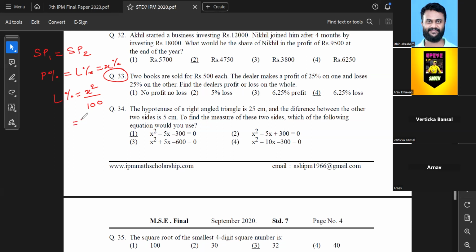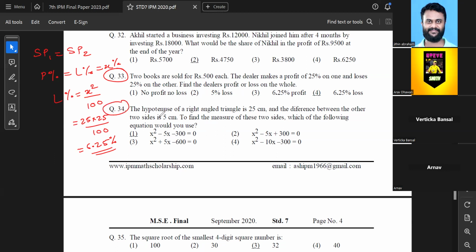In this case, it will be 25 multiplied by 25 divided by 100. This is 625 divided by 100. That will give you 6.25 percentage of loss.